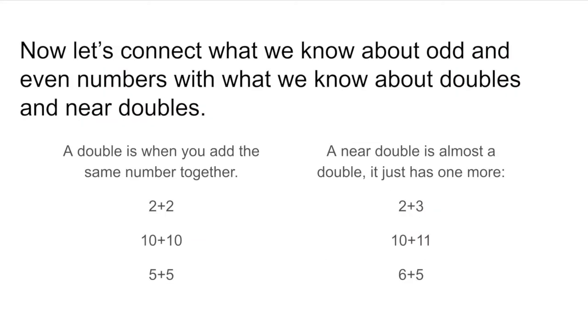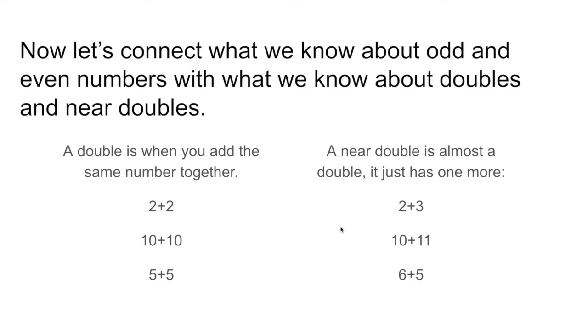So now let's connect what we know about odd and even numbers with what we know about doubles and near doubles. Remember, a double math fact is when you add the same number together, like 2 plus 2, it's the same number. Or 10 plus 10, 5 plus 5, and other equations like that. Anytime that you are adding the same number to itself.